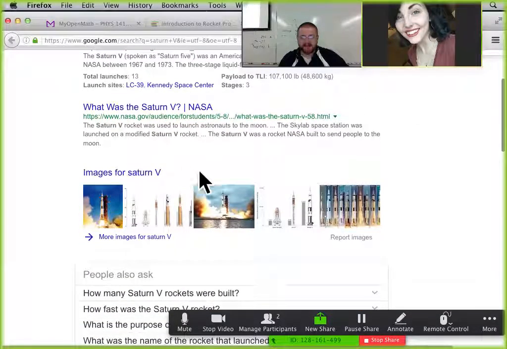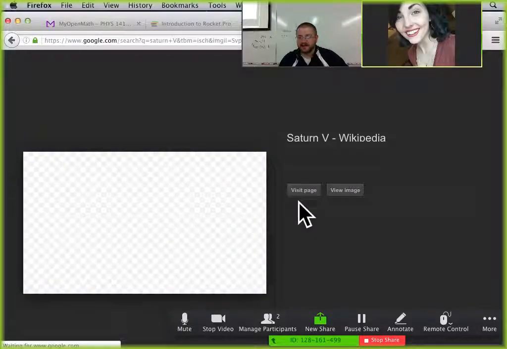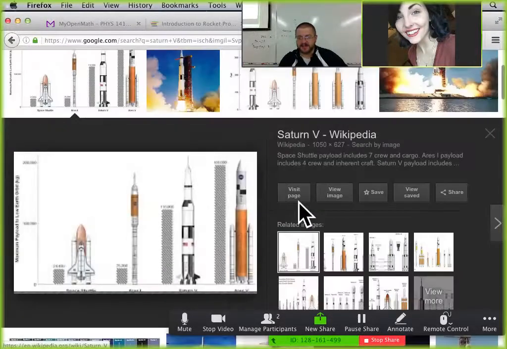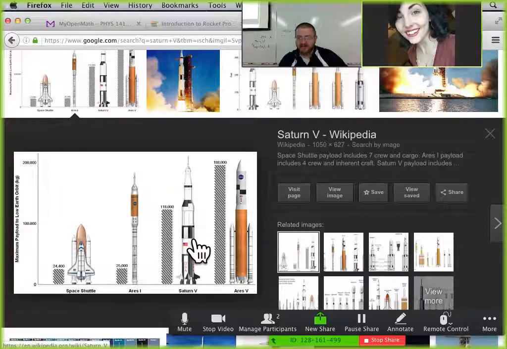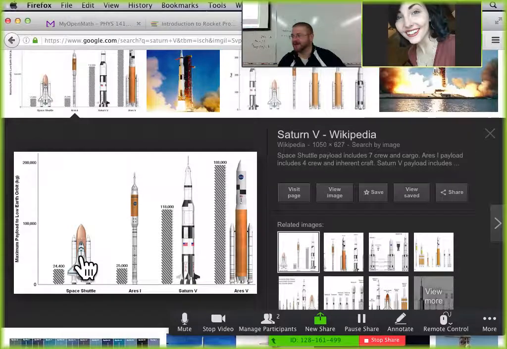The Saturn V rocket, here's a comparison. The Saturn V, the Ares 5, which is what we use for putting huge payloads into space now, the Ares 1, and the Space Shuttle. Space Shuttle's kind of itty-bitty compared to these guys. This is what we had to do to replace the Space Shuttle, though.